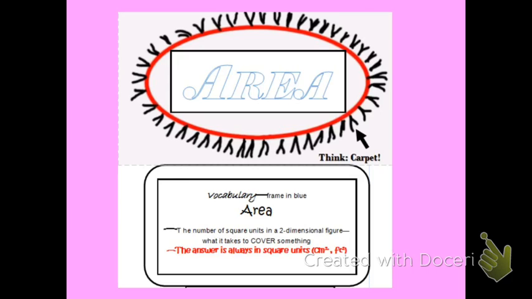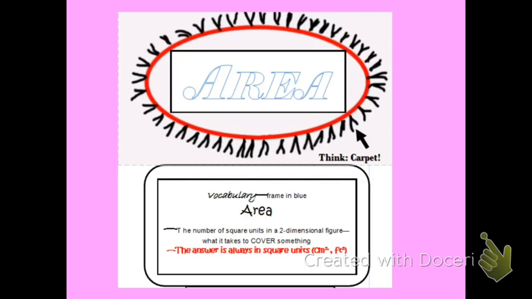So area, remember, there are three things that people tend to get confused on, so please look up here at the board. We have area, you can think of a rug or carpet or flooring or something like that. So area is what it takes to cover something. And that's the definition. It says the number of square units in a two-dimensional figure. What does it take to cover something? So if you wanted to circle anything on there, I would circle the word cover because that can help you remember. So area is about covering something.